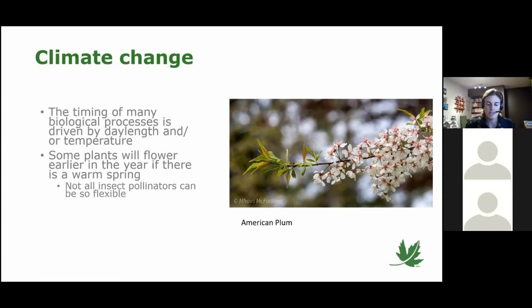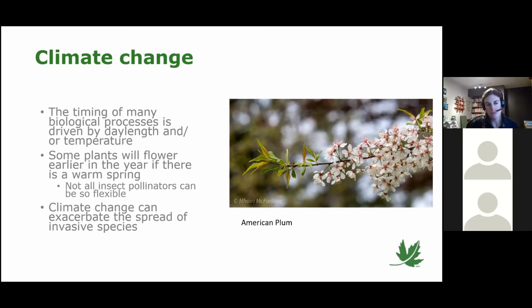So we're starting to see more and more disconnects between the timing of when plants are flowering and when insects are emerging, and in turn, when birds are trying to raise their young. And when all of those things fall out of synchrony, then you end up with an awful lot of hungry birds or an awful lot of hungry insects, which is not ideal.